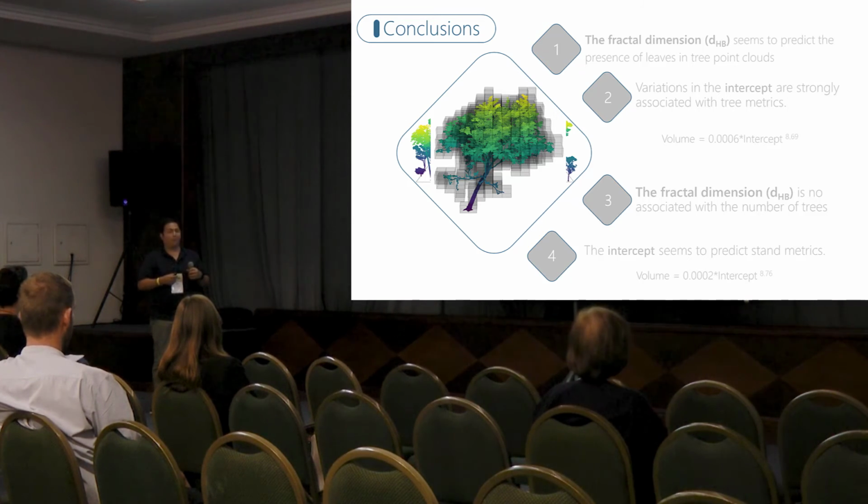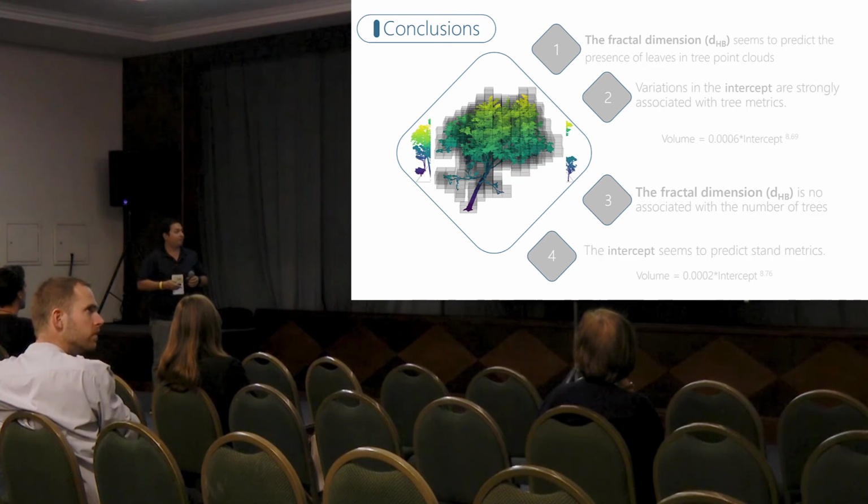Also, we want to look at the effect of other elements like lianas, palms, or ferns on this kind of system, and how they can affect the fractal dimension that we may have in a given forest.